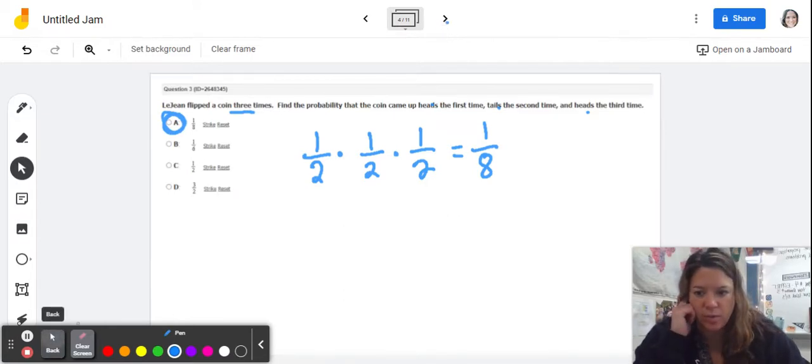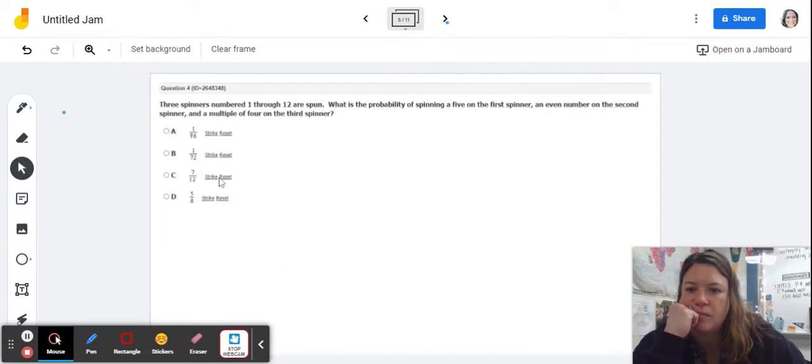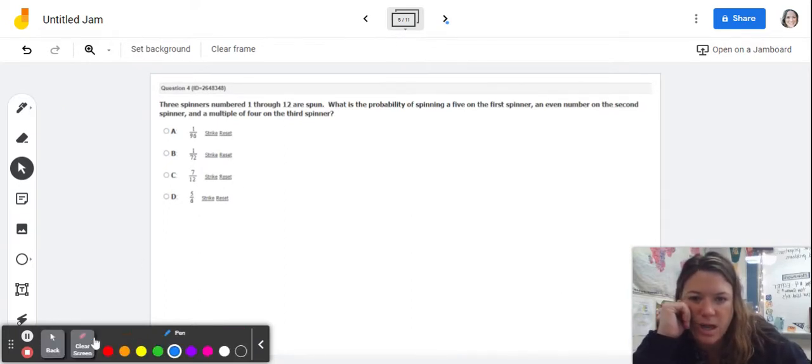All right, question number 4. 3 spinners numbered 1 through 12 are spun. What's the probability of spinning a 5 and an even number and then a multiple of 4? So the first spinner, how many 5s are there on this spinner? 1 out of 12 total.